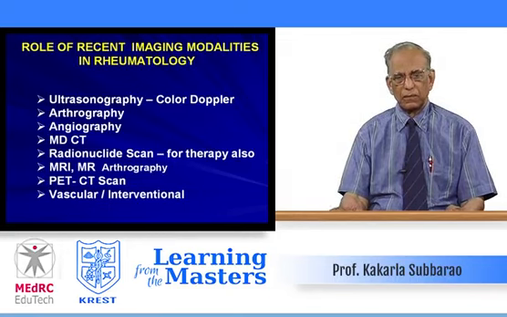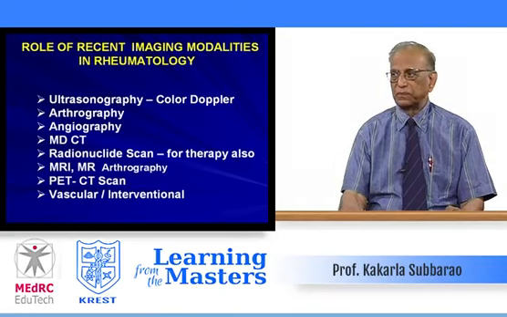Angiography, we rarely use after the color Doppler. MDCT, where MD means multi-detector CT, is common. Radionuclide scan is also used for therapy in case of synovial thickening and granulomatous disorders. Then MRI and MR arthrography. After the advent of MRI, conventional arthrography is almost not done anyway. Then recently PET CT scan and occasionally vascular and interventional radiological methods.